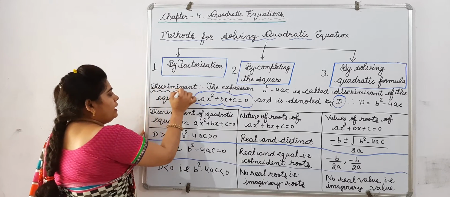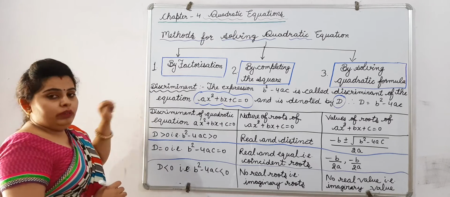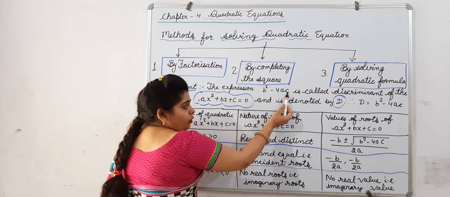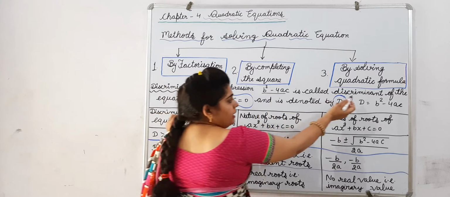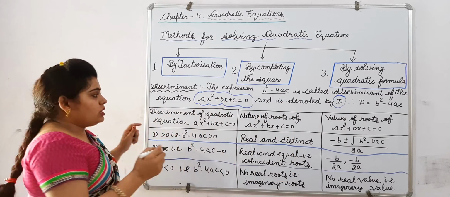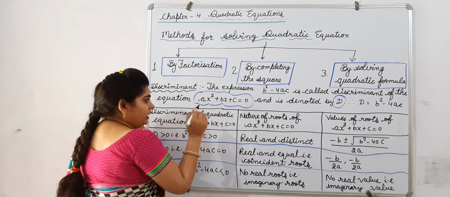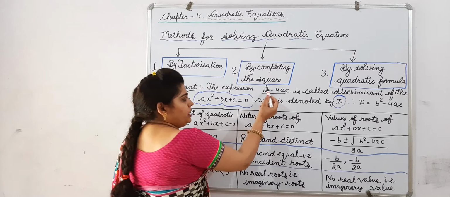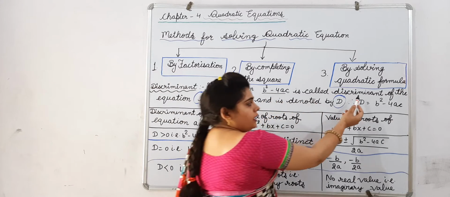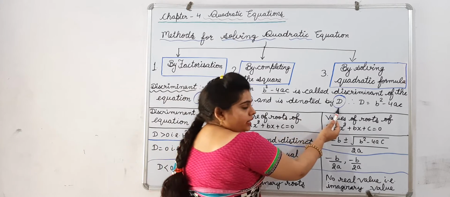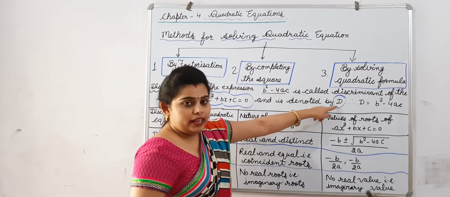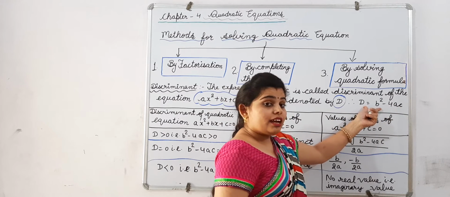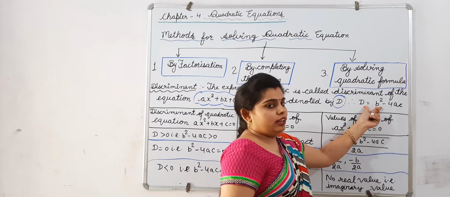Now, one word comes: discriminant. What do we mean by discriminant? The expression b square minus 4ac is called the discriminant of the equation. Suppose we have any quadratic equation ax square plus bx plus c is equal to 0, then the expression b square minus 4ac is called the discriminant and is denoted by D. That is, D is equal to b square minus 4ac, and it is called the discriminant of the quadratic equation.